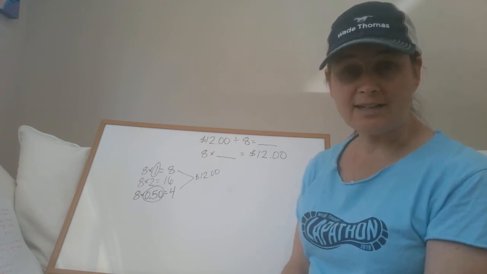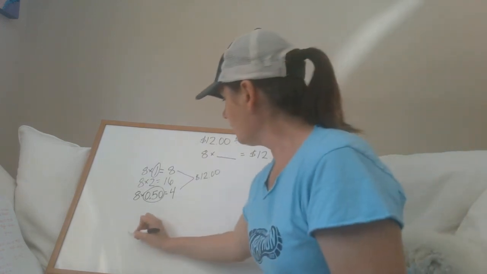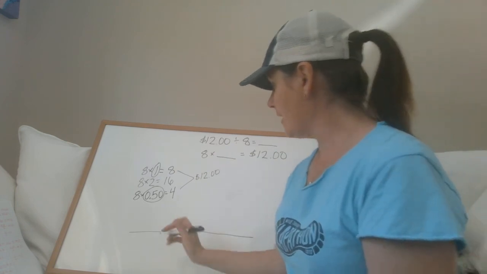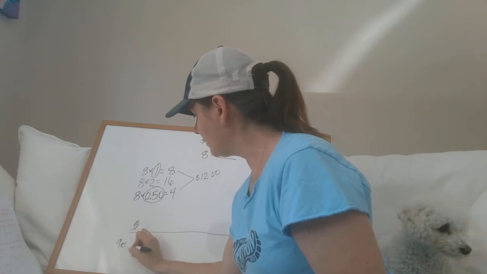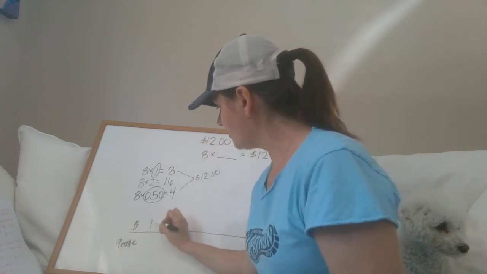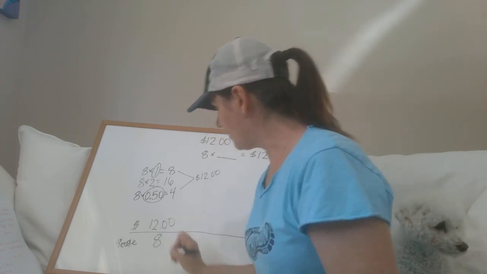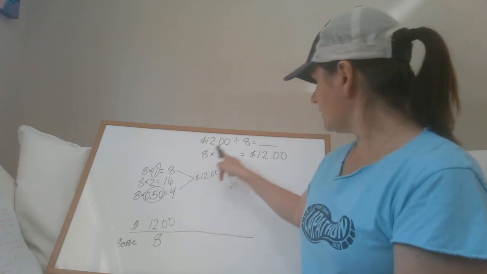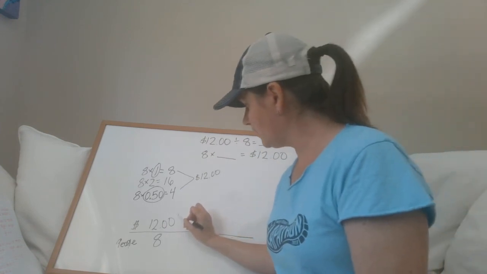Another way you could have done it is a ratio table. So I'm going to show you that. Here we'll do it this way, like this, across. And here we'll have dollars, and here we'll have people. Okay, so we have $12, and here we have 8 people. Okay, so we want to know 8 times what is 12? 8 times what is 12?